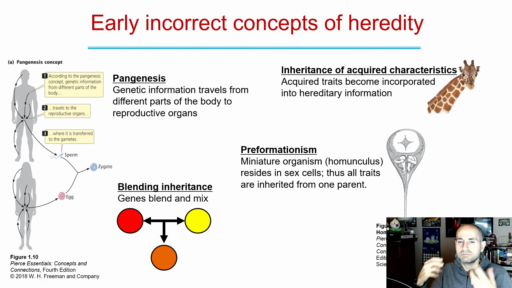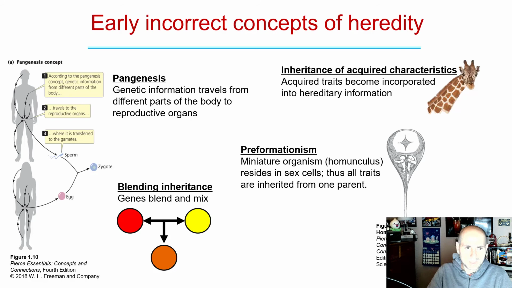The reason giraffes have long necks is not because their parents stretched their necks longer. It's that the ones with the shorter necks died. So now we know about natural selection and selective agents, and we know how it properly works. It's not because the giraffes stretched their necks, it's because the ones with the short necks died.